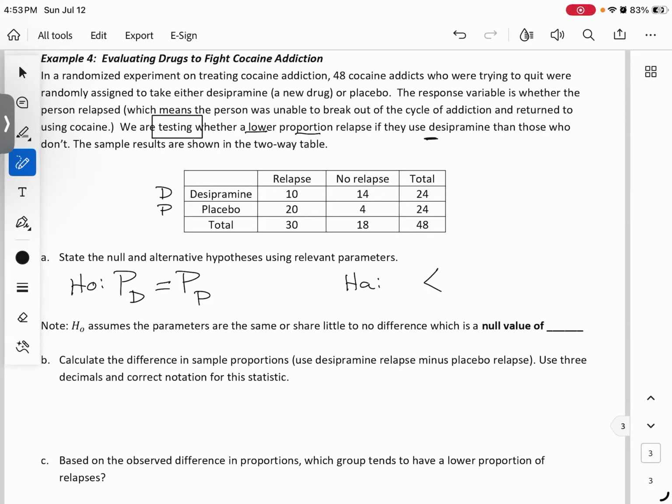Now, again, for the context of this one, when someone is trying to break free from an addiction, we don't want them to relapse. Again, relapse is the idea of them going back and returning to the addiction. They failed to break free. All right. So we want those to be as low as possible. Now, what they're doing here is trying to test whether the new drug D is able to do better at helping people break free from the addiction than those that are just using like a placebo. So this is a left tail test. I'm just going to go ahead and put that just in case we need that.